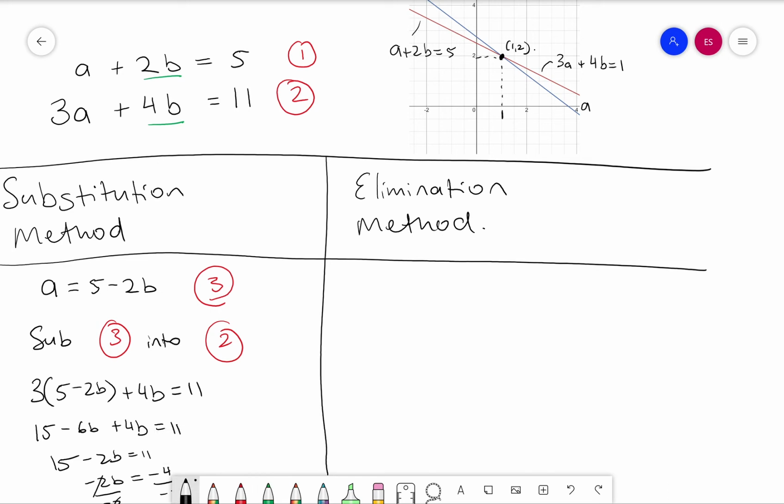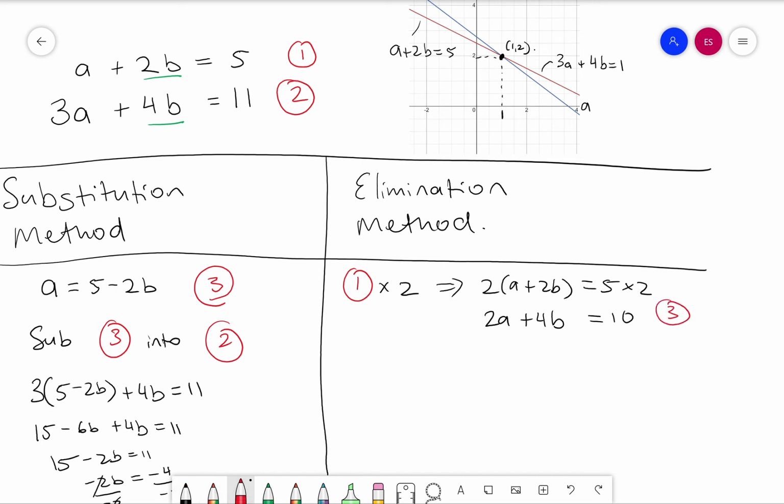So what I'm going to do is I'm going to multiply equation 1 by 2. And that'll give us, so multiply both sides by 2, remember? So you get 2a plus 4b is equal to 10. And this will give you your third equation. Right, and then what you can see now is that the 4b and the 4b are the same here. So now we're going to eliminate them.